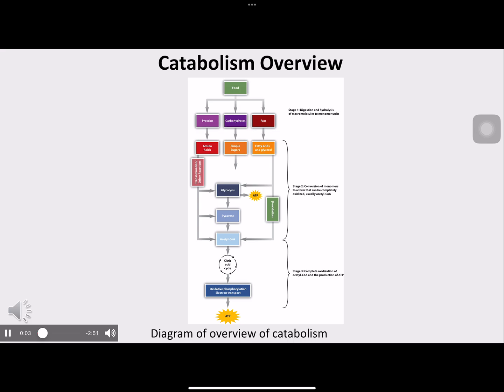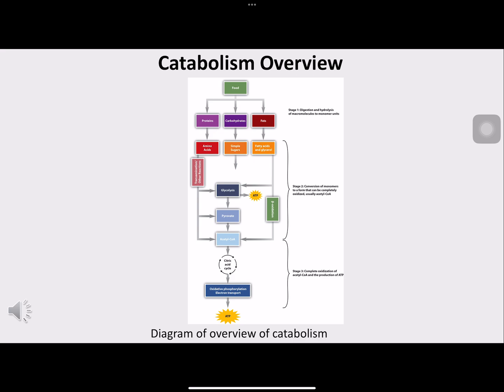So we're looking at a catabolism overview. We start out in our figure with food at the top. Well, we digest food and in the process hydrolyze, degrade macromolecules to form their monomer units. So we'll take proteins and turn them into amino acids. We'll take carbohydrates and turn them into simple sugars, monosaccharides. We'll take fats and turn them into fatty acids and glycerol.